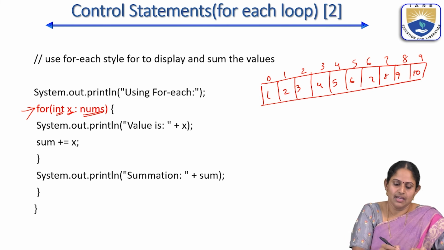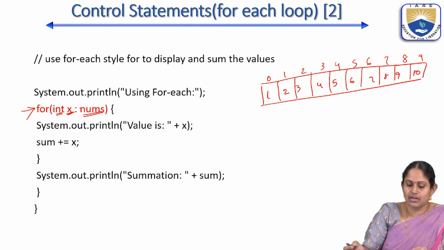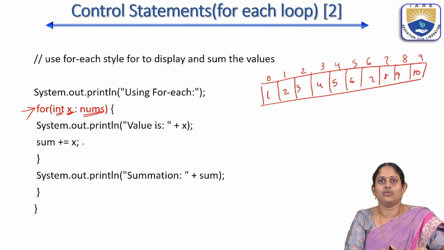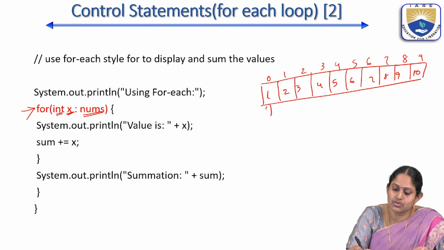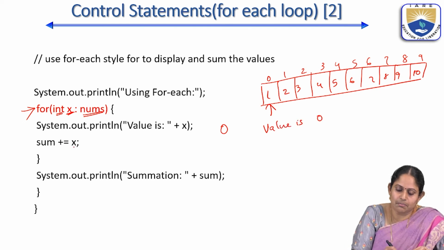So this was our array. Now we start with x. As long as there are values in nums, this for loop will execute. Initially it will point to the first element, so the value is 0, and you get the output: value is 0. Then sum is equal to sum plus x. Sum was initially initialized to 0, so sum is 0 plus the value of x, which is 1. So you get sum is equal to 1.